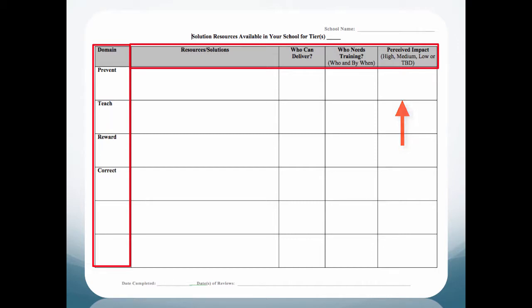So for example, we might look across the prevent domain and we might have strategies or solutions that increase visual prompts and reminders in the settings. Anyone can deliver those, although new staff and subs will need some type of training and orientation to them. And we perceive the impact of these solutions in place as being at a moderate or medium level.